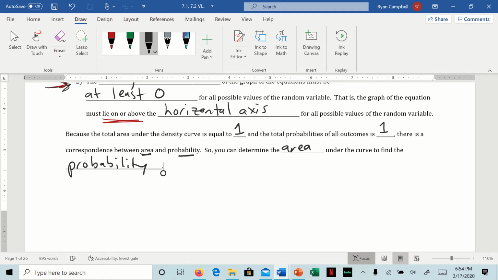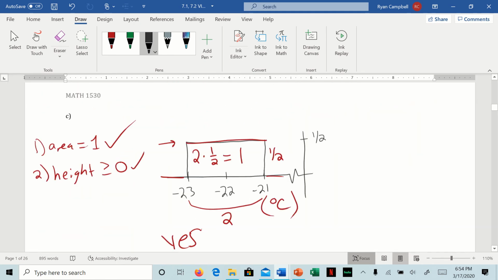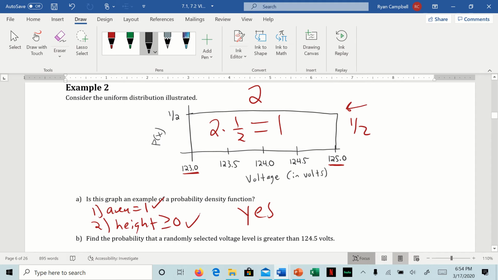So basically, you can interchange area and probability from now on. If we say find the probability, and it's something like a density function, you can actually just find the area. So going back to our example, right? Find the probability that a randomly selected voltage is greater than 124.5 volts.